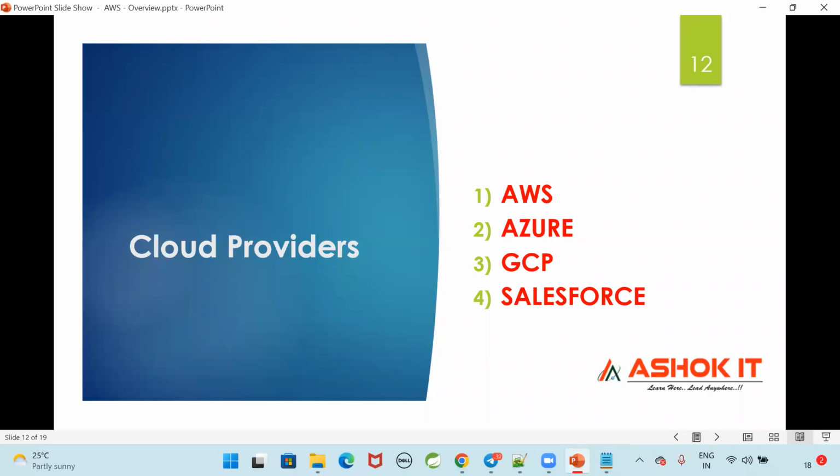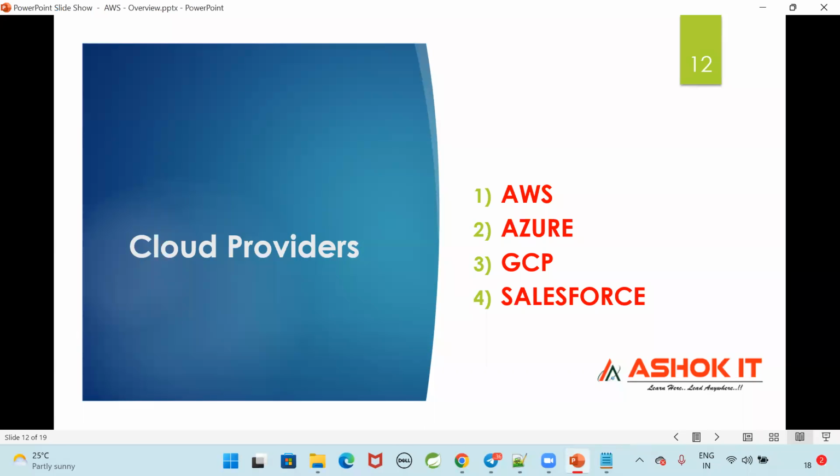Not only AWS, guys, there are several cloud providers available in the market. AWS is one of the leading cloud providers. Azure is one cloud provider. GCP is one cloud platform. Salesforce is one cloud. So there are so many cloud platforms available in the market.